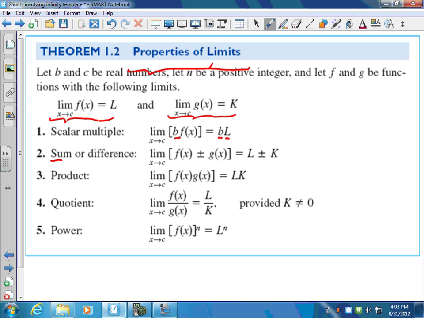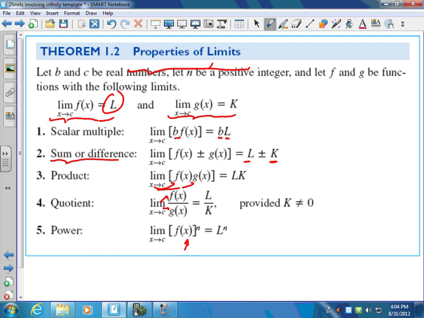Again, similarly with sum or difference, you can distribute a limit operator over a sum or difference. So the limit of f of x plus g of x is the same as the limit of f of x plus the limit of g of x. And if you know the first one has a limit of L and the second one has a limit of k, the answer will be L plus or minus k. You can even distribute a limit operator over a product. You can distribute over a quotient, and even over an exponentiation operation.